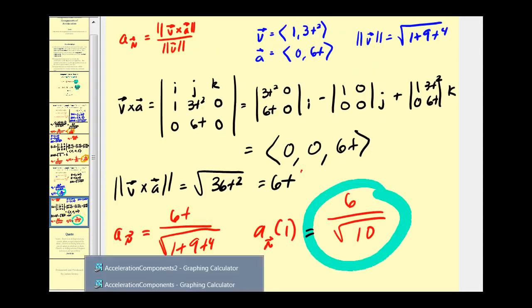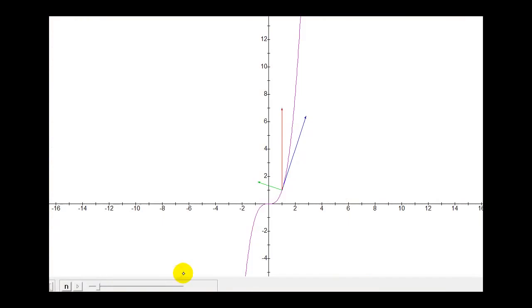Let's go and take a look at this graphically. In red we see the acceleration vector. Notice the tangent component of the acceleration vector is much longer than the normal component, as you see here in green. And it does look like it's 3 times longer than the normal component, which is a good indication that we did our work correctly.